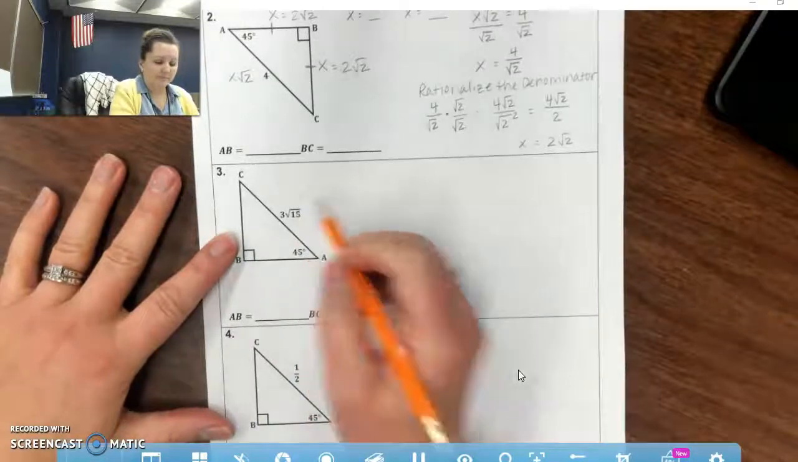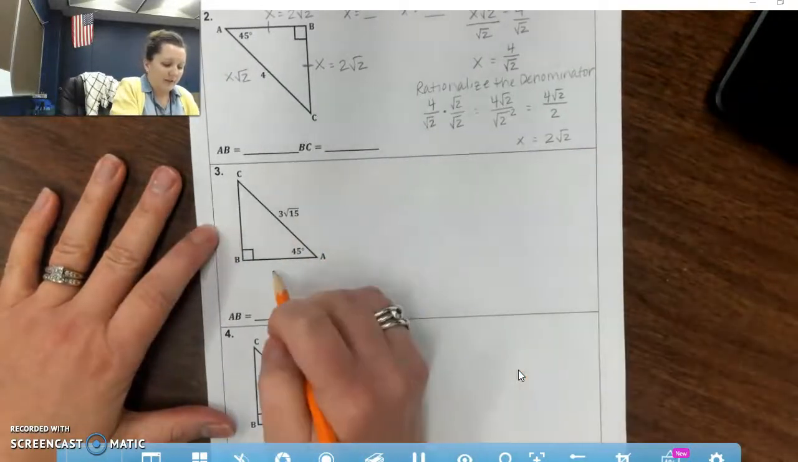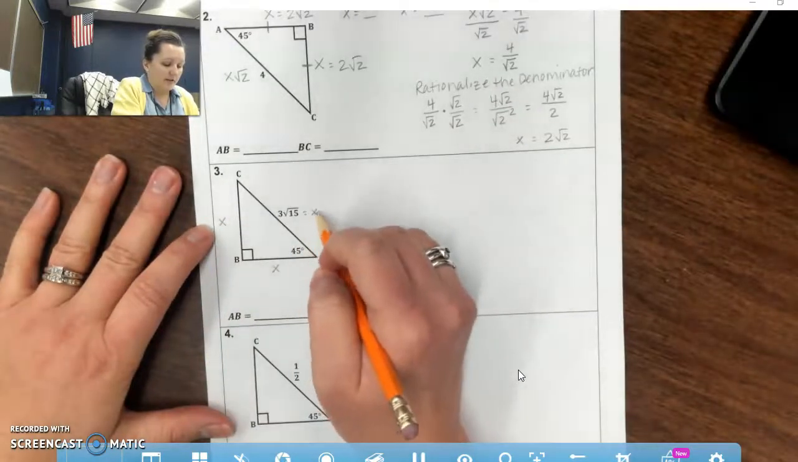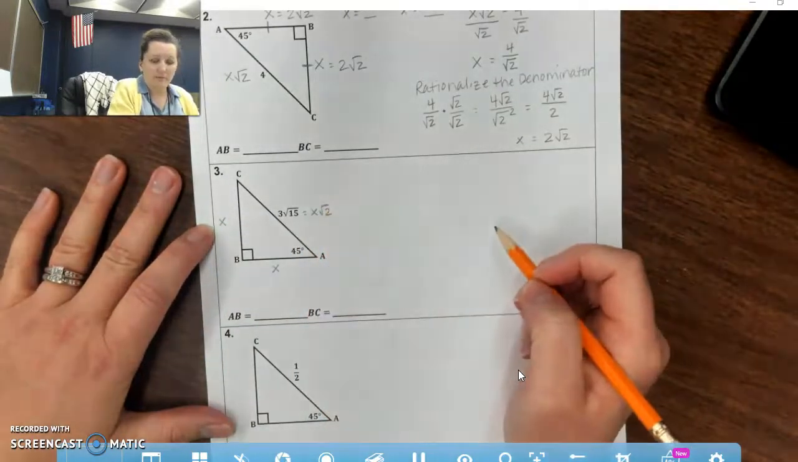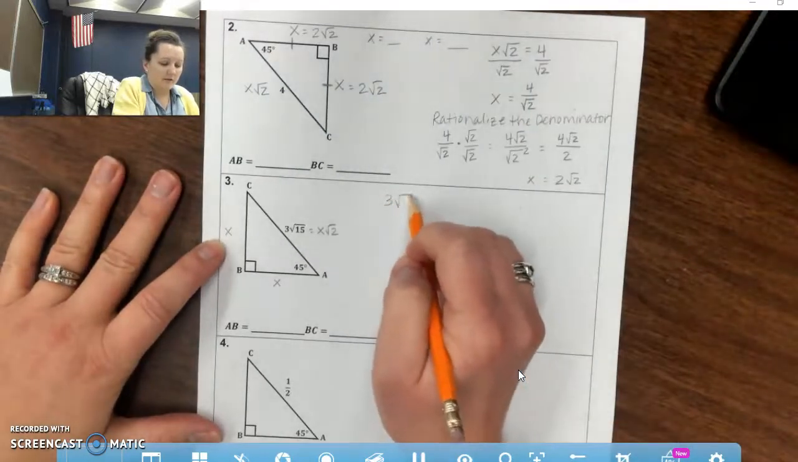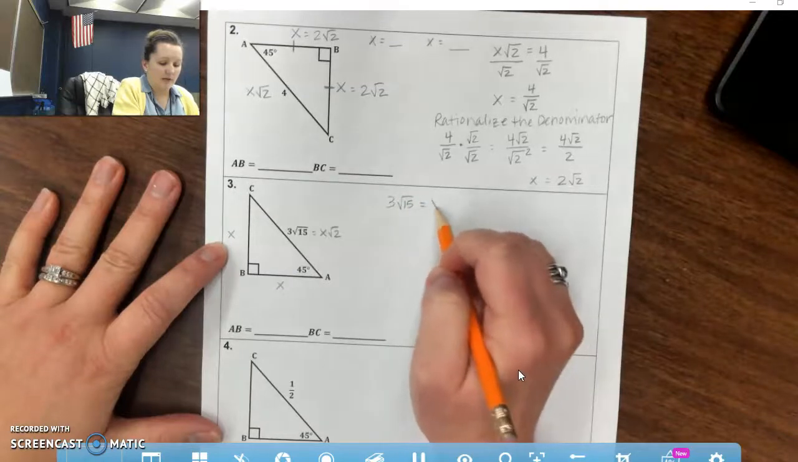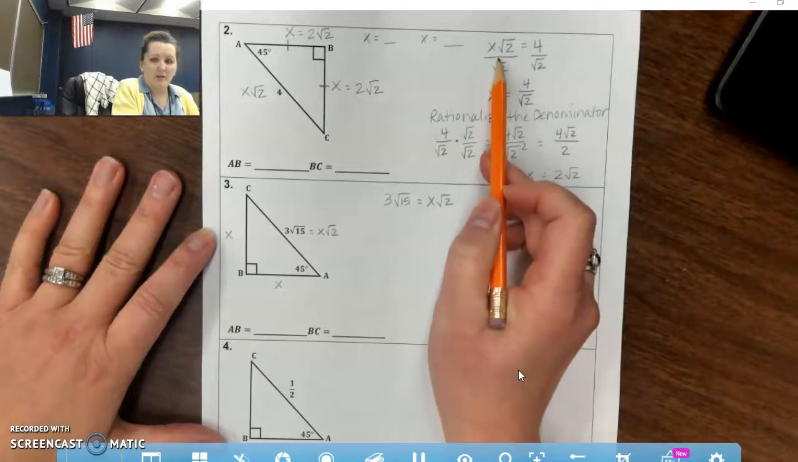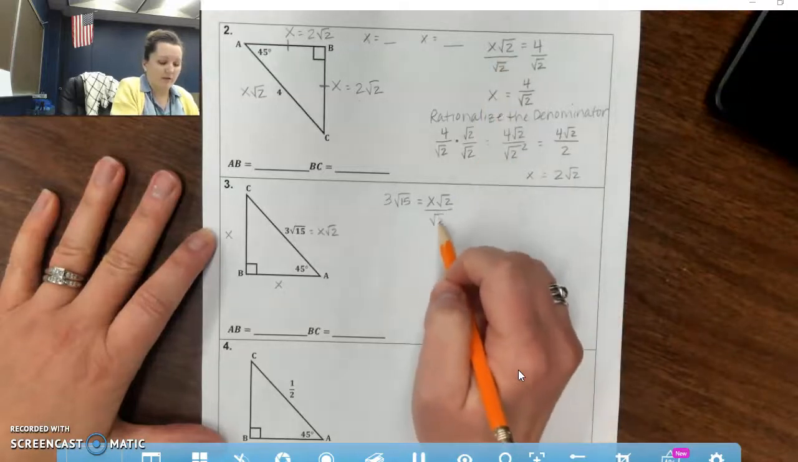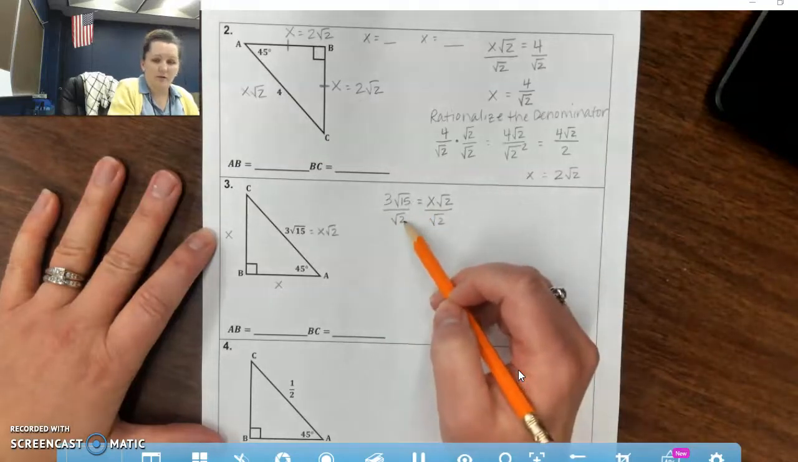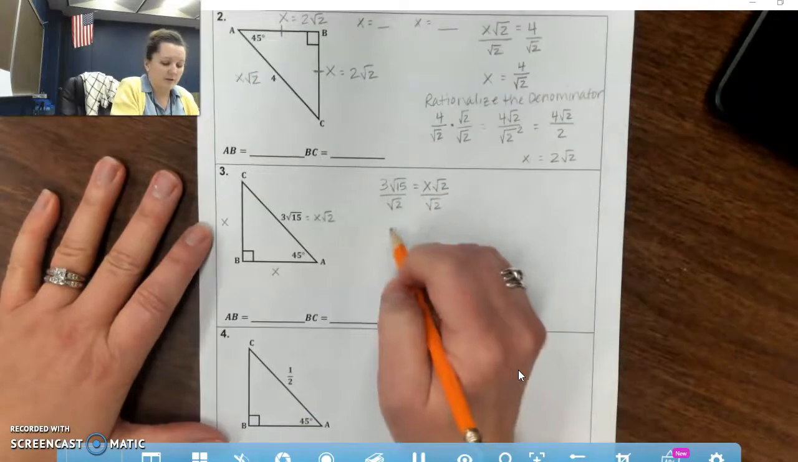If I have 3 root 15, right? So if I know that this is x, and this is x times the square root of 2, I'm going to solve it the same way that I did here. I say 3 times the square root of 15 equals x times the square root of 2. Same thing up here. The way that I solved this was I divided by the square root of 2. Because they're both under the radical, I can divide them. So it's 3.